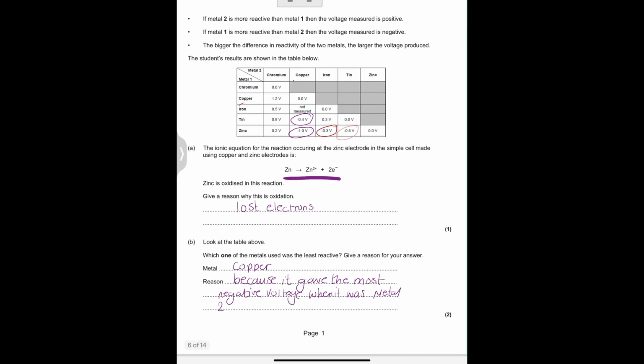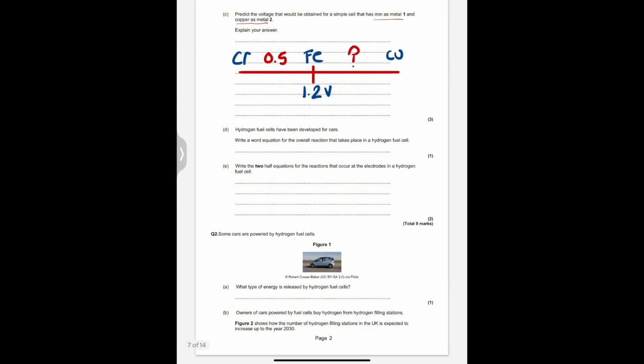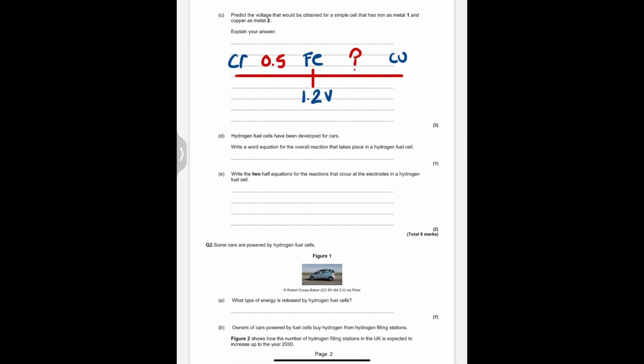Okay, let's move on to the next question. So this one I've already got some of the answer written out, but I'll explain this to you as thoroughly as I can. Predict the voltage that would be obtained for a simple cell that has iron as metal 1 and copper as metal 2. So I know that basically iron is more reactive than copper. I know that already because I know the reactivity series. I know the order of the elements. So iron is definitely more reactive than copper.